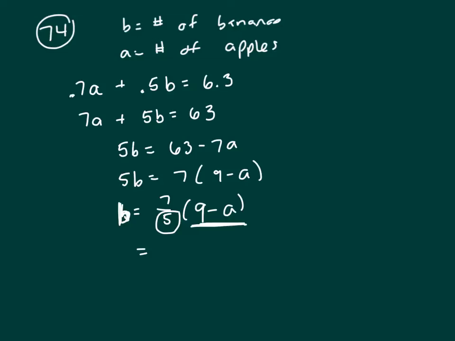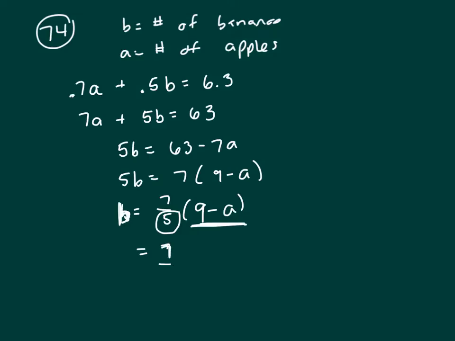For example, by the way, you know A has got to be either 1, 2, 3, 4, 5, 6, 7, 8. A can't be 9 because then you wouldn't be buying any bananas, and the problem tells me they buy each. And it can't be 10 because then you have 9 minus 10, which is going to be a negative number. Bananas can't be negative.